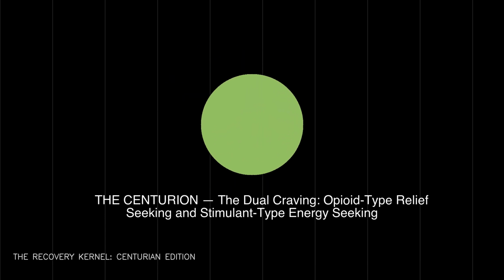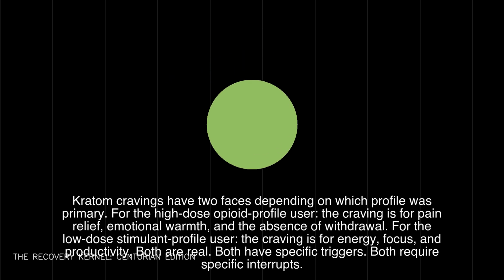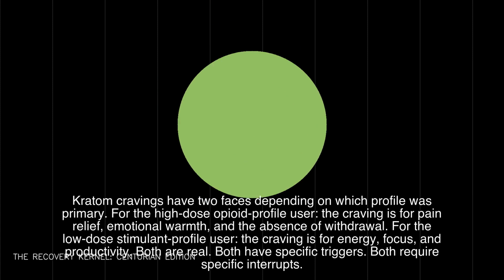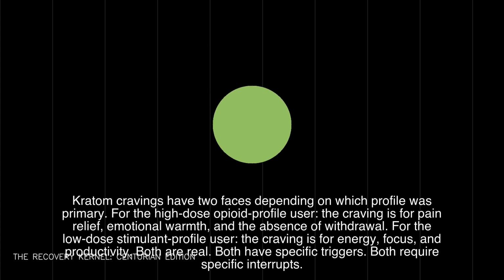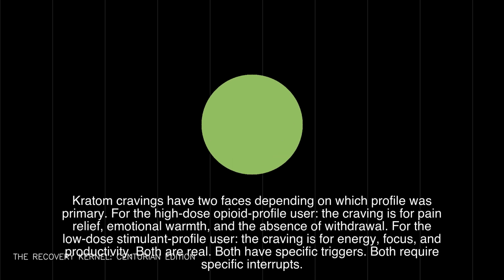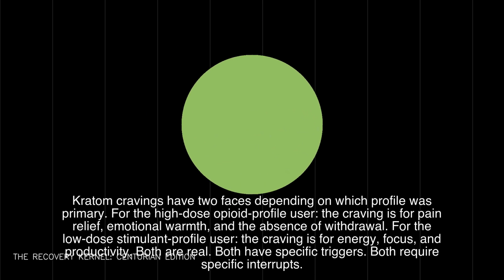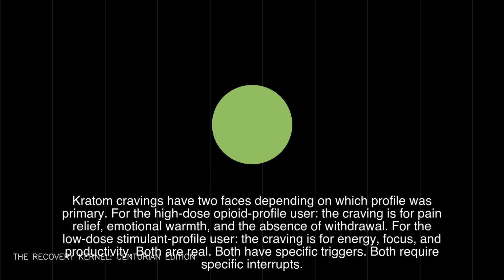mu-opioid receptor activation. Section 5, the kratom craving, understanding and interrupting. Classical building the centurion, the dual craving, opioid-type relief-seeking and stimulant-type energy-seeking. Kratom cravings have two faces depending on which profile was primary.